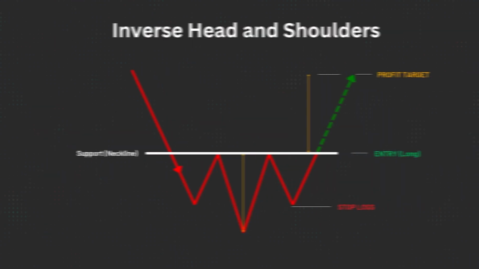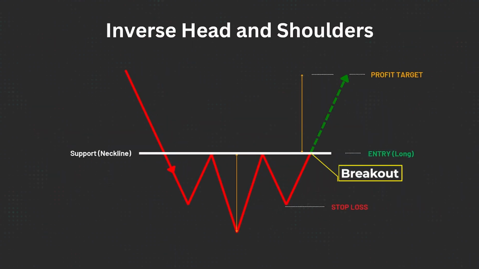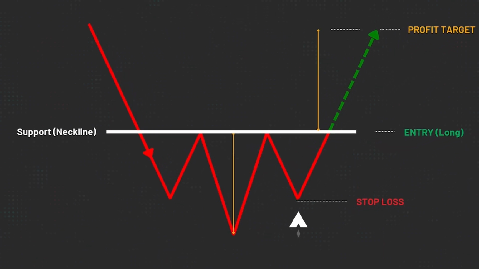The optimal trade for this pattern is going long when the price breaks and closes above the neckline. Profit taking is generally targeted at a price zone equal to the distance between the neckline and the head. For managing risk, the optimal stop loss would be placed just below the right shoulder to manage downside risk.